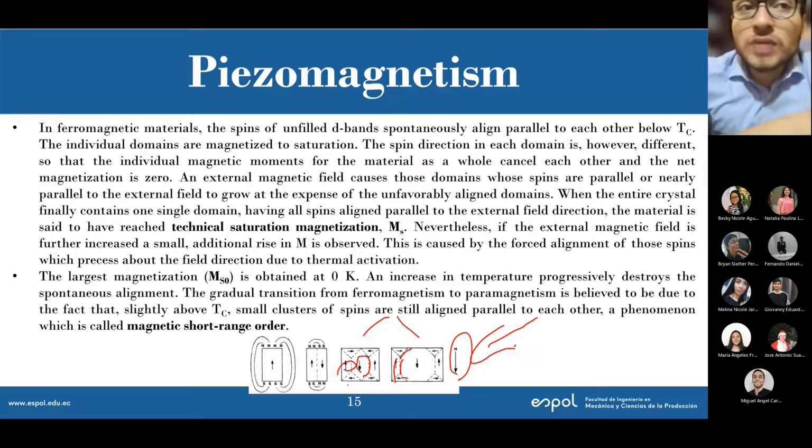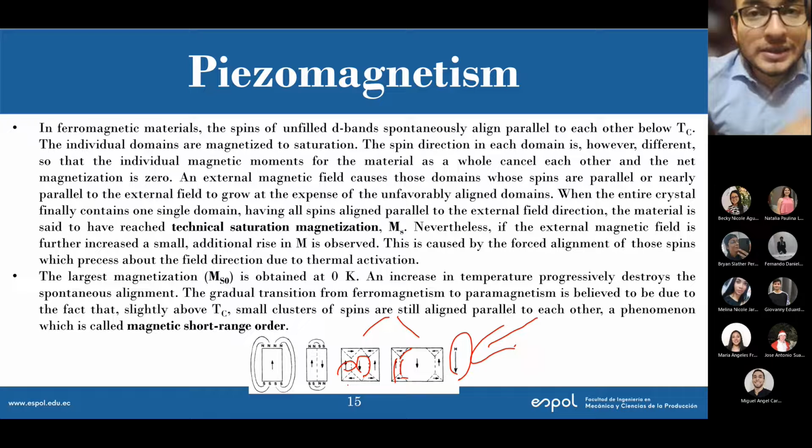Until eventually I have my entire crystal, my entire material containing only one single domain, where all spins are aligned parallel to the external field direction. When that happens, the material is said to reach the technical saturation magnetization. So just the MS is the saturation magnetization.